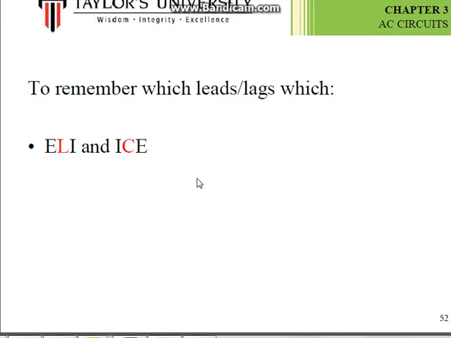This is just a notation for us to remember. For capacitor circuit, if you can remember ICE, for capacitor, the current will always lead the voltage, voltage being denoted as E here. ELI, this is for inductor: inductor voltage leads the current. So if you can remember one, you can remember the other one, because the other one is just the opposite of it.